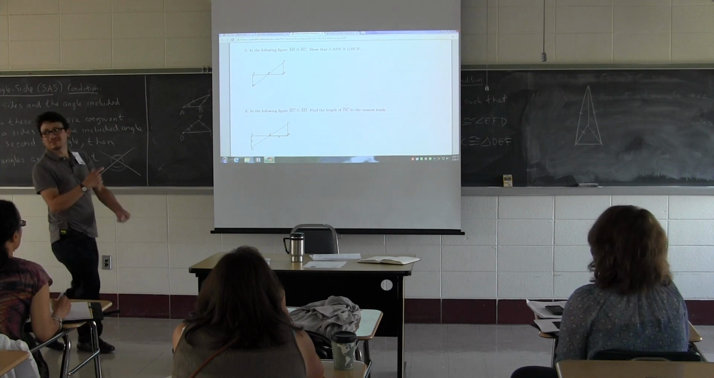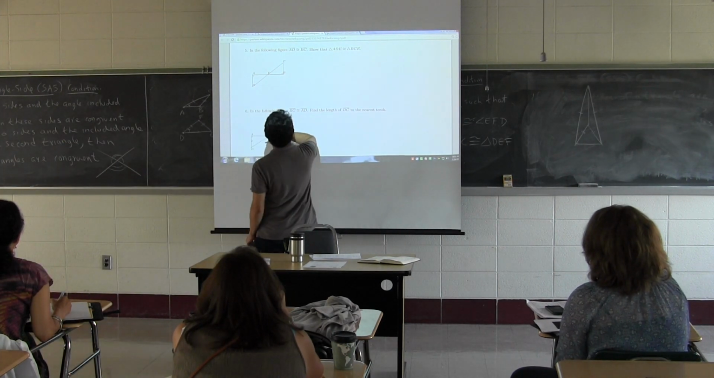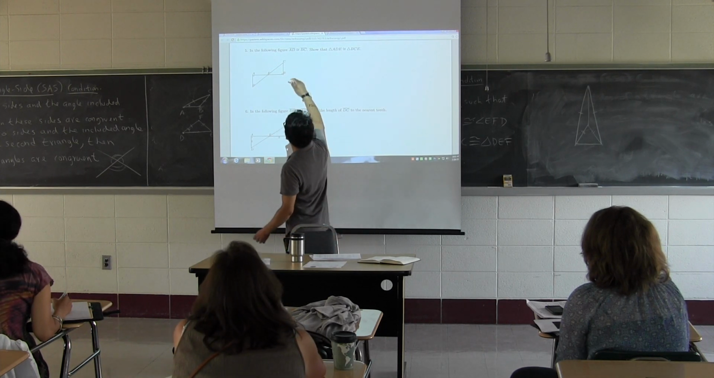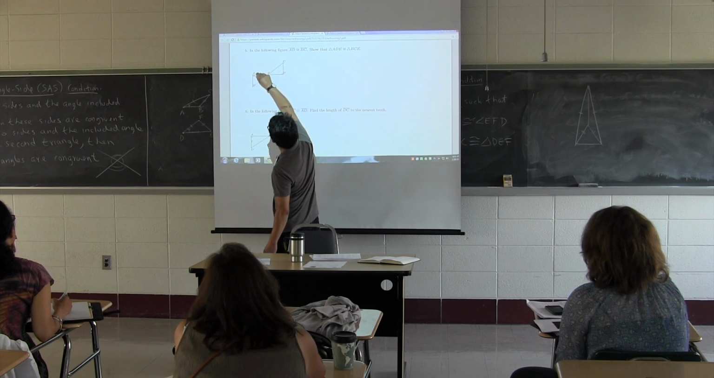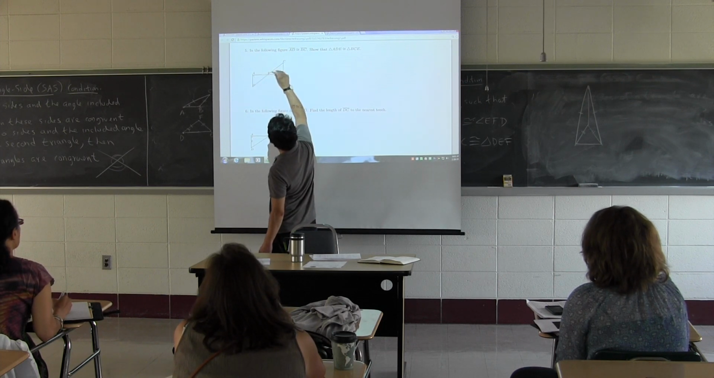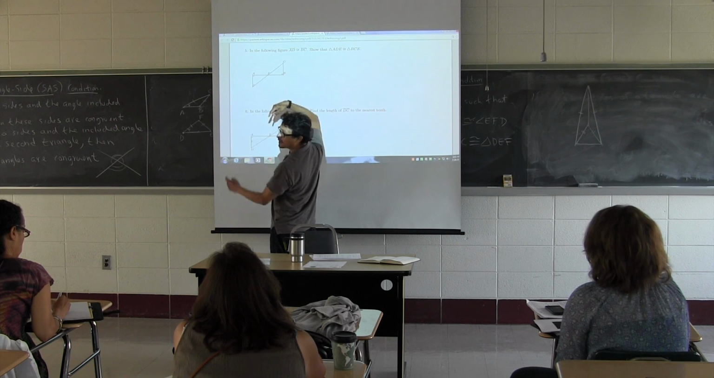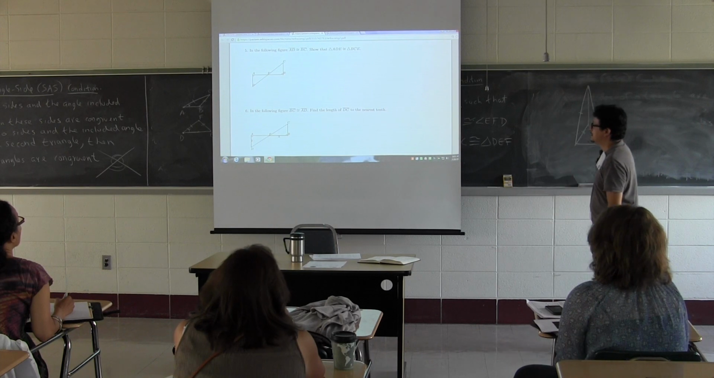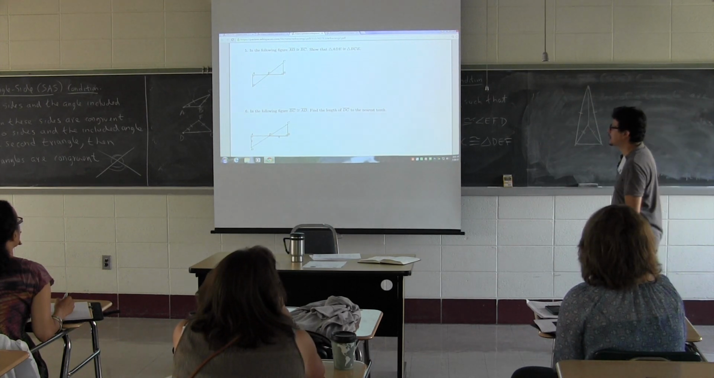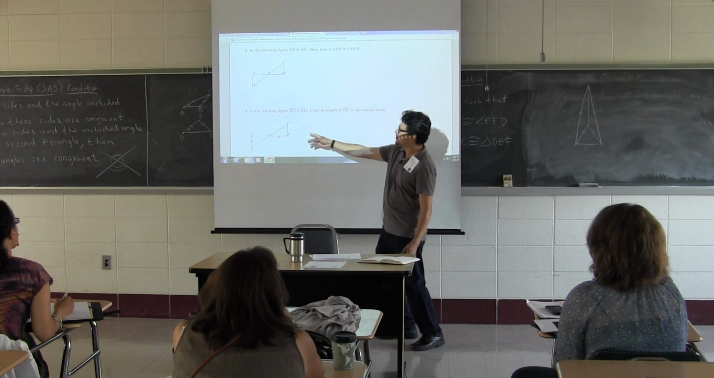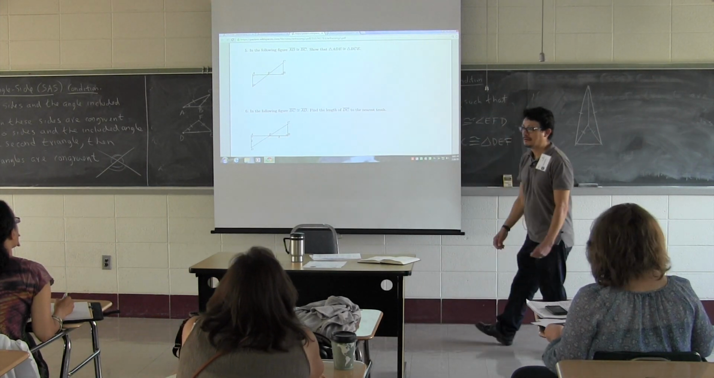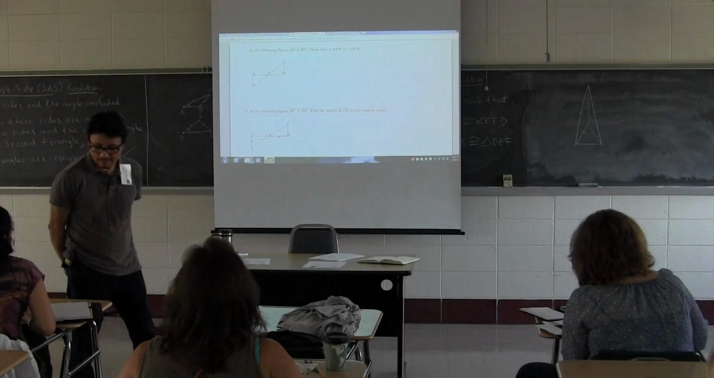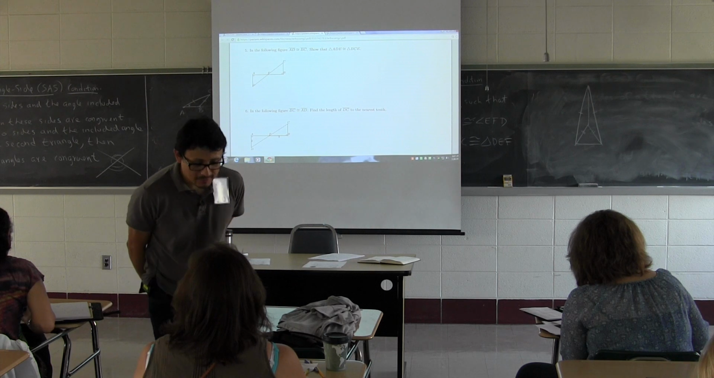Side angle or angle side, right? So what side are you talking about? Okay, so this side is equal to this side, and then this angle is equal to this angle, and then by the vertical angles, this angle is equal to this angle. Cool. Okay, now I'm going to give you, let's say, 2 minutes to work this one out. Good.